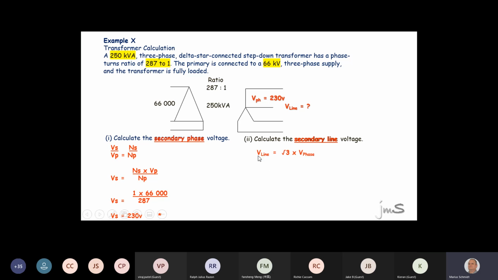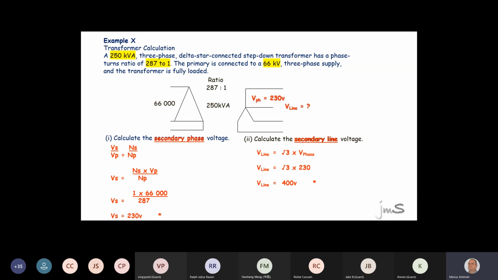V line is root 3 times V phase. Where did I get that from? Isn't that from that formula sheet? Yep. What is root 3? If you type it in your calculator, 1.73. Multiply with that 230. There's your answer.